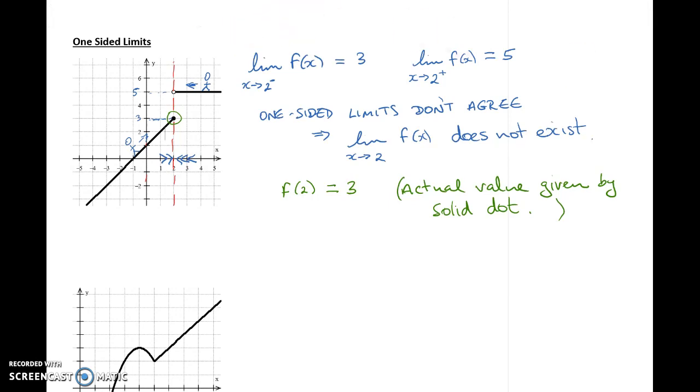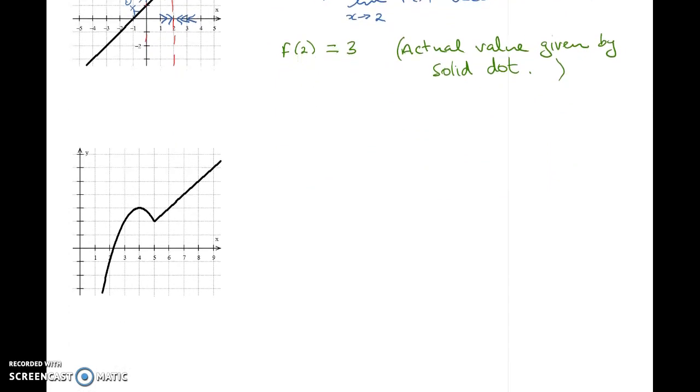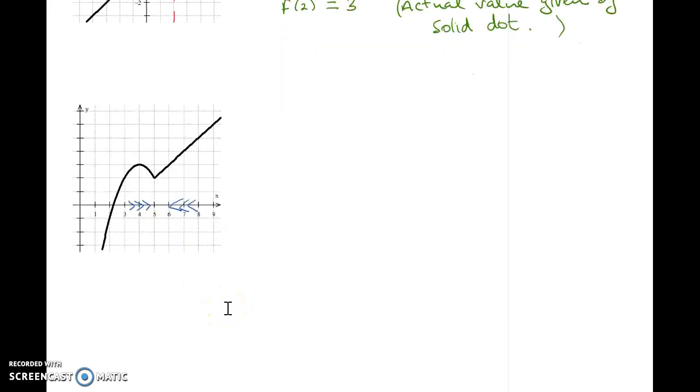So if we scroll down here, this time we're going to look to see what happens to the limit of f of x as x approaches 5. You can see that this again is another piecewise function. It looks like an inverted parabola on the left hand side of 5, and on the right hand side of 5 it seems to be a linear function, a straight line. So in any event, it's a piecewise function.